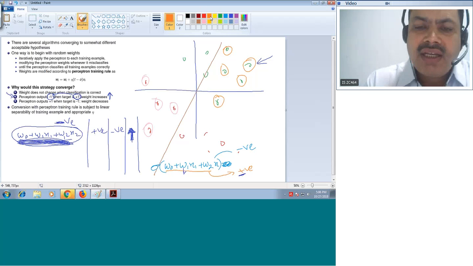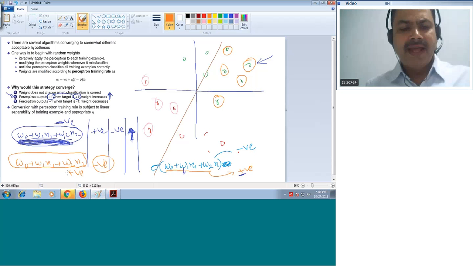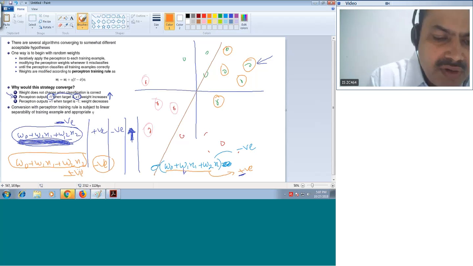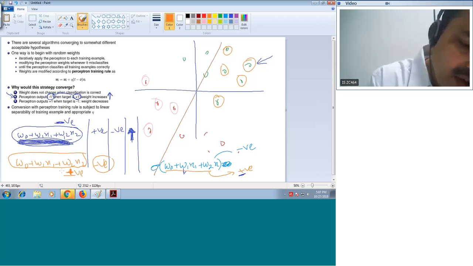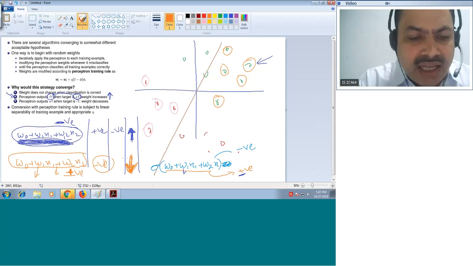Next thing is this: when W0 plus W1 x1 plus W2 x2 is positive for a negative example, if this value is positive and the example was negative, if I put those things over here and I find it is coming out to be positive, so this thing should be negative. How can I make it negative? It would become negative when the value of W's goes down. So I should reduce the value of W. Can you see this? Are you with me? I should reduce the value of W's if it is positive for the negative examples.